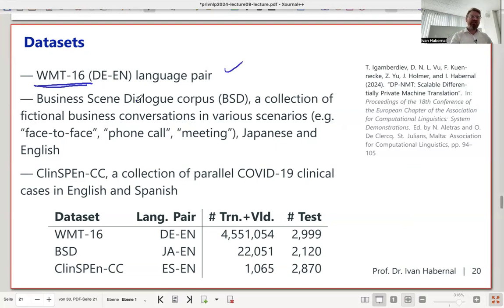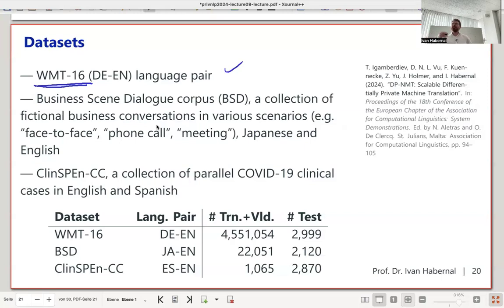And there are two we took which are interesting. This is the business scene dialogue corpus, which is fictional business conversation in various scenarios, such as face-to-face business dialogue, phone calls, or meetings. So this is kind of fake data. Obviously, if these were real data, you would have no chance to get them. But these mimic how you negotiate about contracts in a company. And why is this important? Well, this is a dialogue.